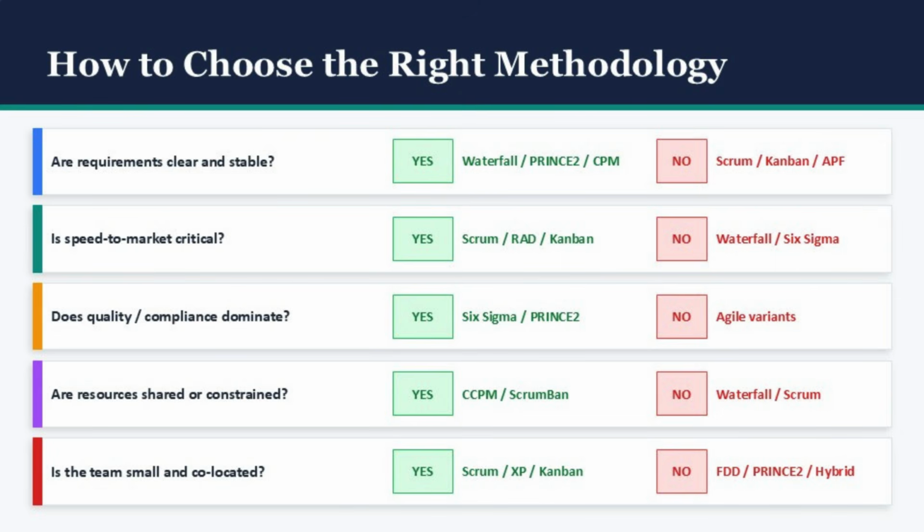Question 4. Are resources shared or constrained? If your team is spread thin across multiple projects, CPM or ScrumBan can help you manage resource conflicts more intelligently. If your team is dedicated, Waterfall or Scrum work cleanly. Question 5. Is the team small and co-located? Small, co-located teams thrive with Scrum, XP, or Kanban. Larger, distributed teams may need more structure, FDD, PRINCE2, or a hybrid approach.